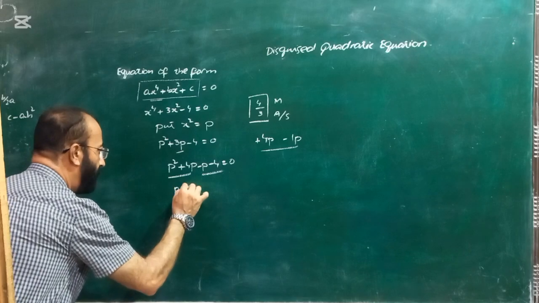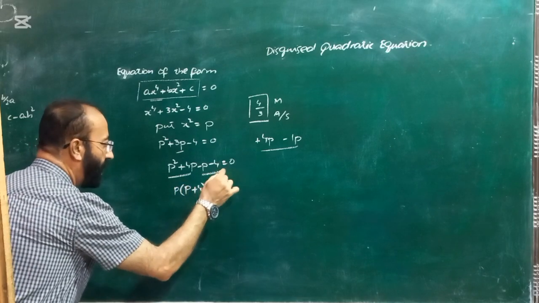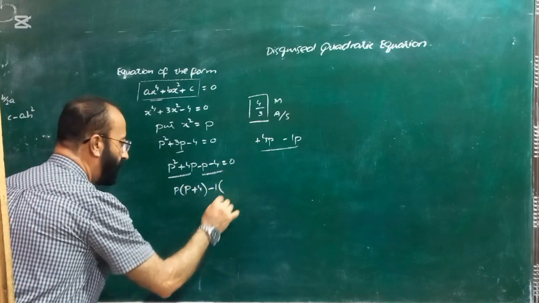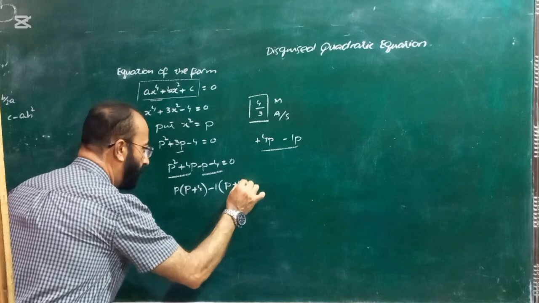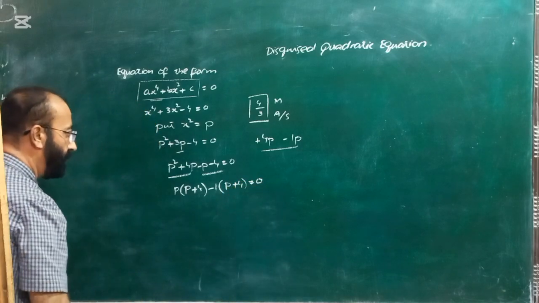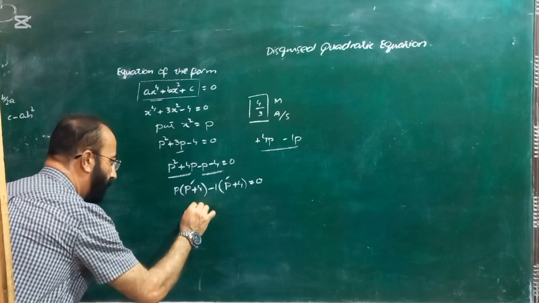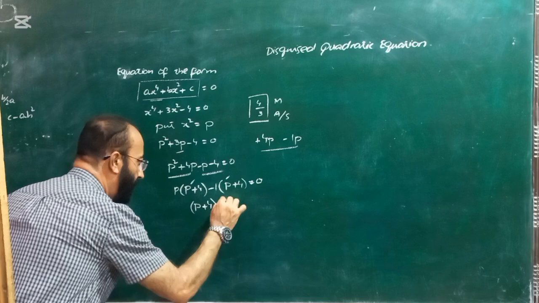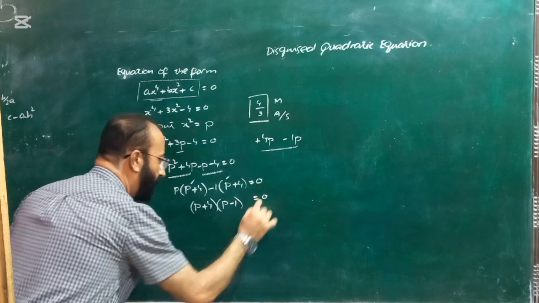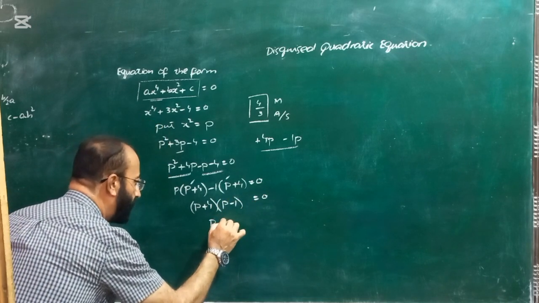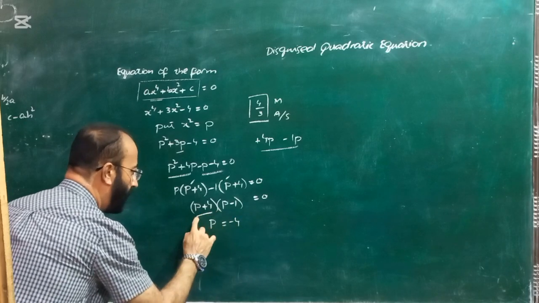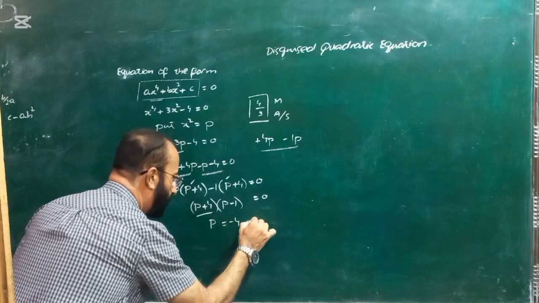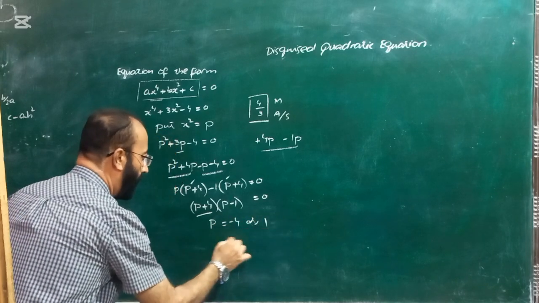So p into p + 4. Before taking common from the second pair, this minus sign will be copied, and now take common. 1 is common, so p + 4 will remain as it is. These two brackets are the same, so copy one bracket and the outside values will be copied in the next bracket. So from here you can see p = -4. This bracket will give you -4, and this bracket will give you +1. So -4 and +1 are the answers.